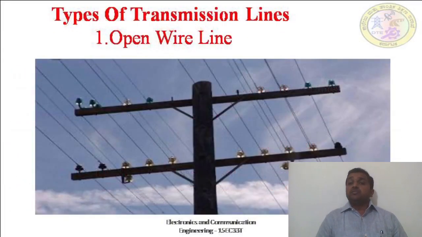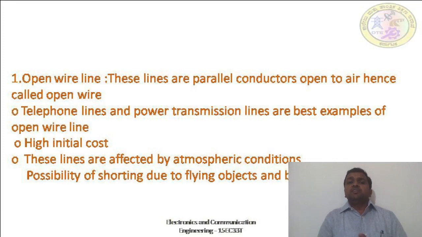Let me see the types of transmission lines. I have taken open wire line as the first one. In this picture, you are seeing the open wire line as you see commonly in villages, in towns, everywhere. Everybody has seen this. Open wire lines are parallel conductors open to air, hence called open wire. That means these will not have any insulation. Telephone lines and power transmission lines are the best examples of open wire line. Here, the initial cost of the first-time installation is very high.